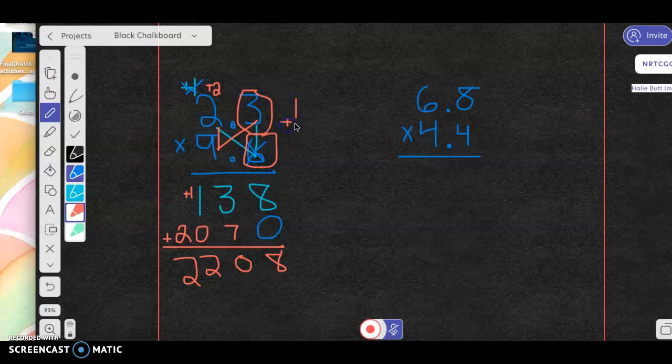1 plus 1 equals 2. I'm moving my decimal 2 spots. 1, 2. My answer is 22 and 800ths.